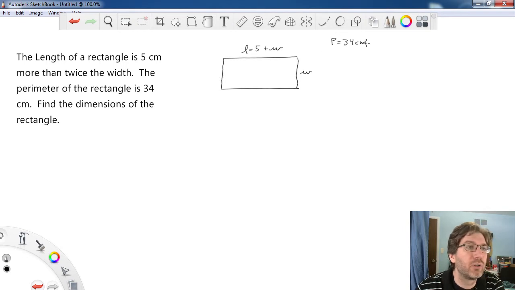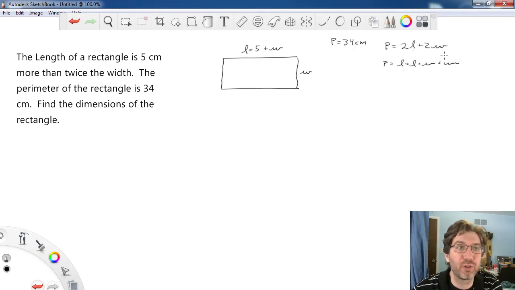Now you don't know any other information, but technically you know how to find perimeter. At least you should. There's 2 ways to look at this. Perimeter equals 2 times your length plus 2 times your width, because that's the formula for perimeter. Or if you know the definition of perimeter, it equals length plus width plus length plus width, which if you combine like terms would get your formula. So we are going to use that as our second equation, but we already know what P equals, so I'm going to substitute P into it.